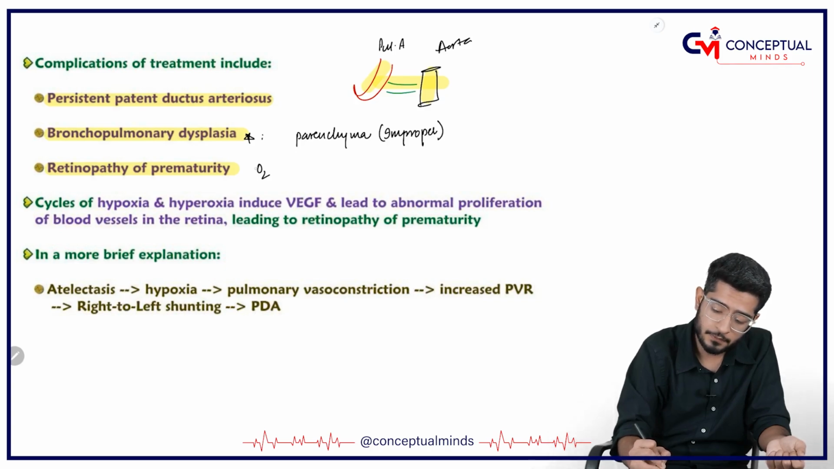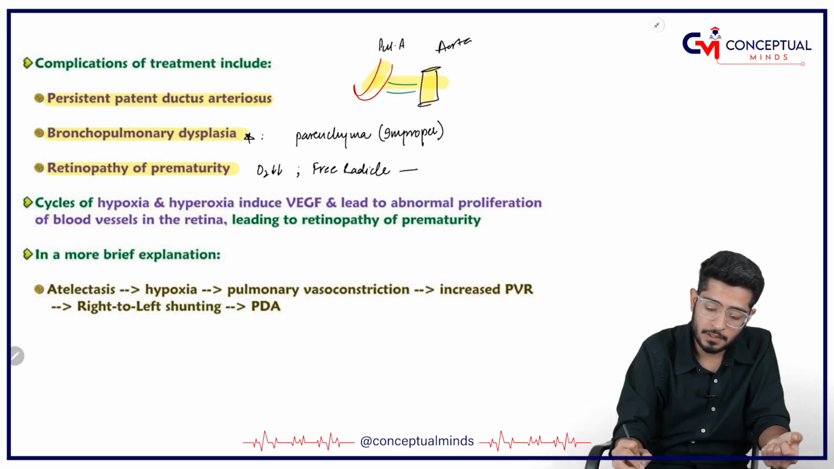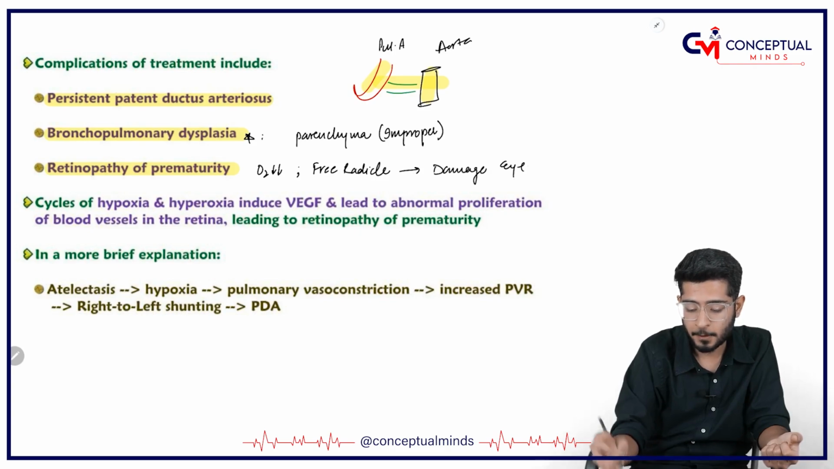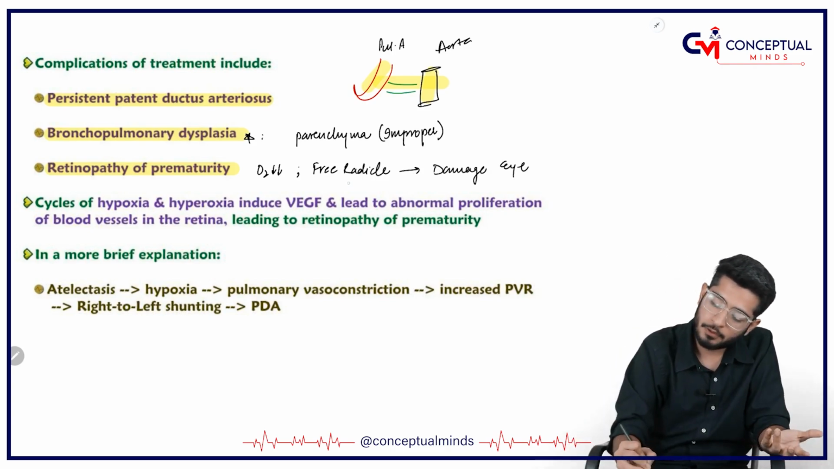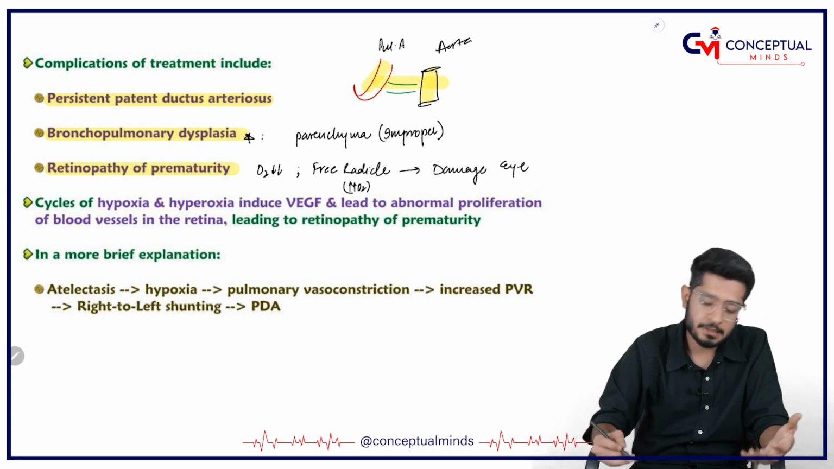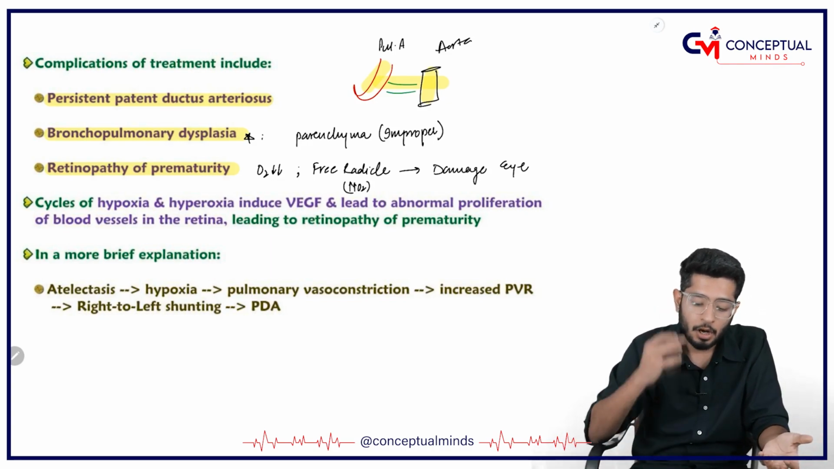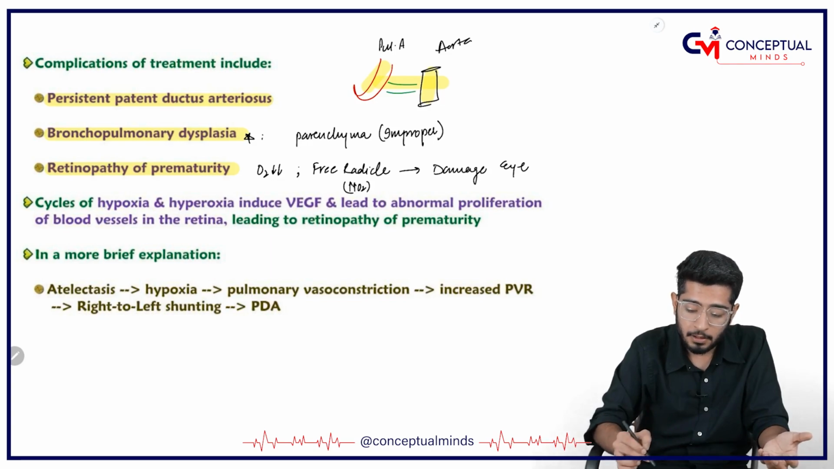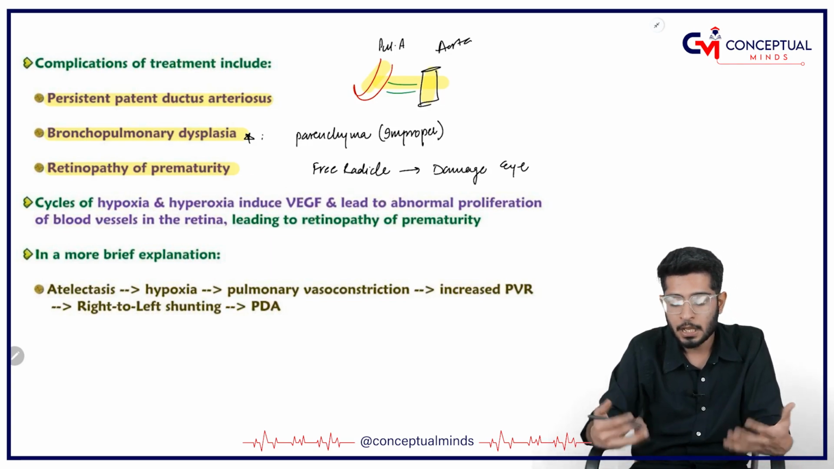Of course, because of decreased oxygen, there will be free radical formation which is going to be there, and this free radical formation is going to damage the eye. Okay, in fact, free radicals are also formed if there is a lot of oxygen, but in decreased oxygen also this can happen.